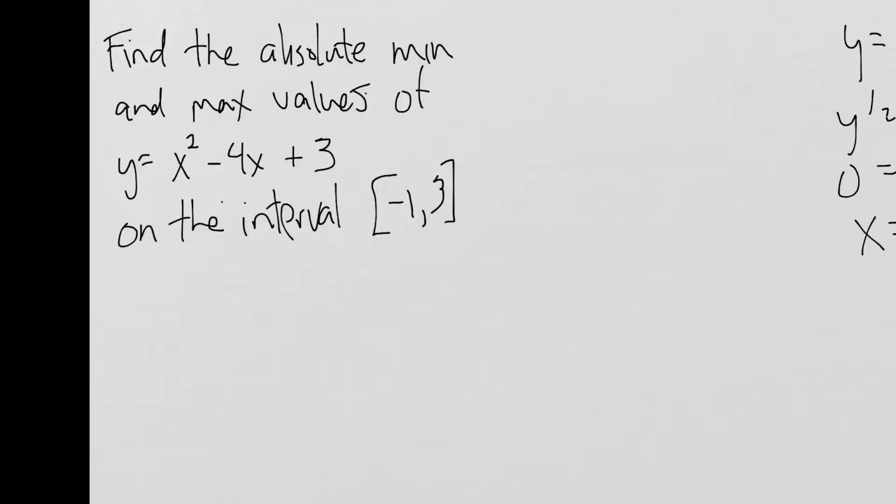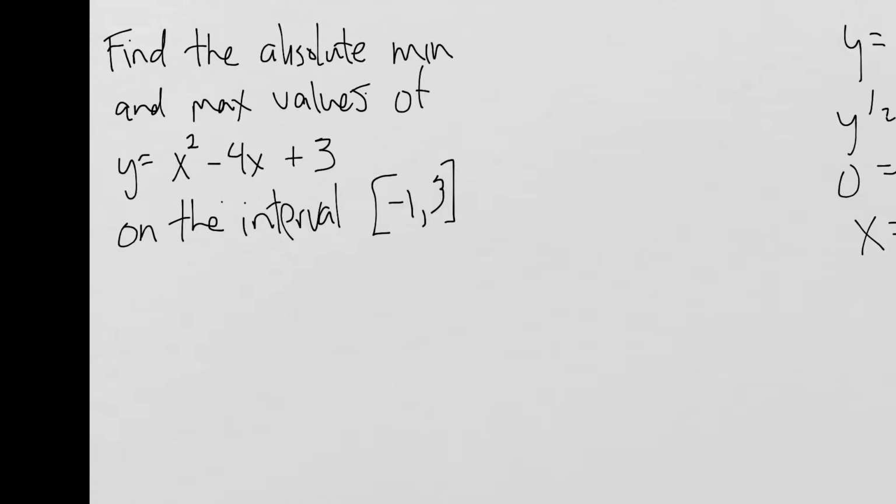Okay, here we go. Next problem. This one is an absolute minimum, absolute maximum value. Sometimes they call them absolute extreme values, extrema. But I want to find them, and they give me a closed interval right here, right? By closed, it means it's an interval that includes those endpoints, negative 1 and 3.